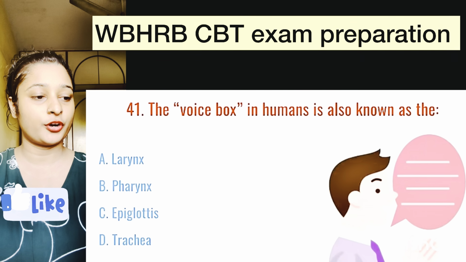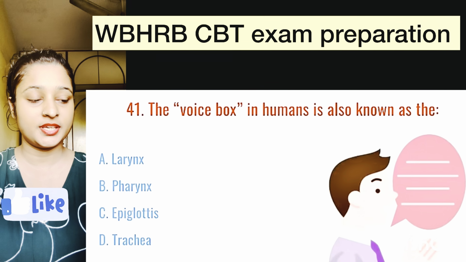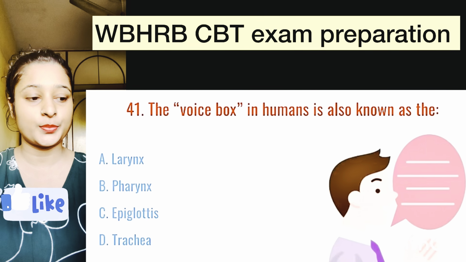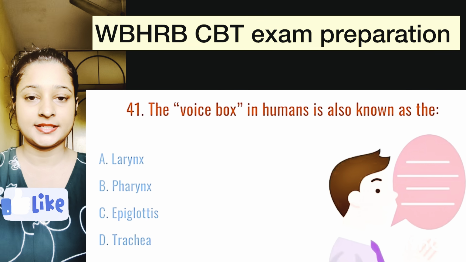Question number 41, the voice box in human is also known as the. Option A is larynx, B is pharynx, C is epiglottis and D trachea. Here correct option is option A larynx.